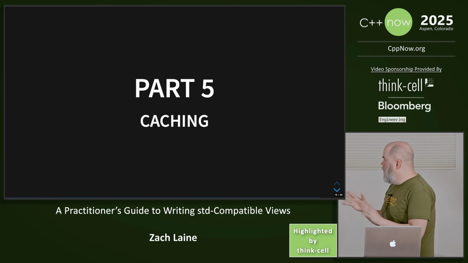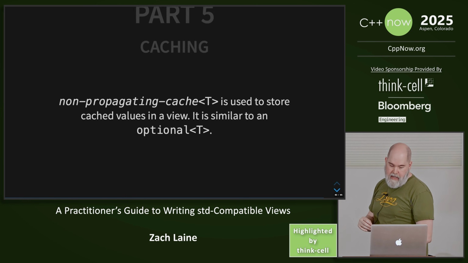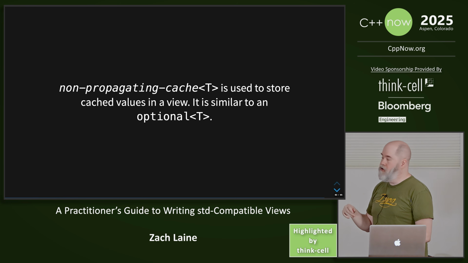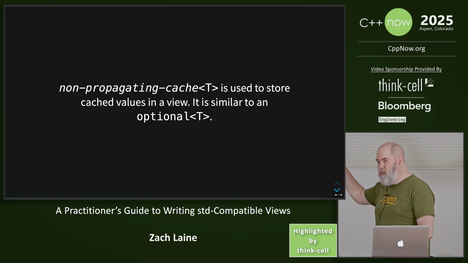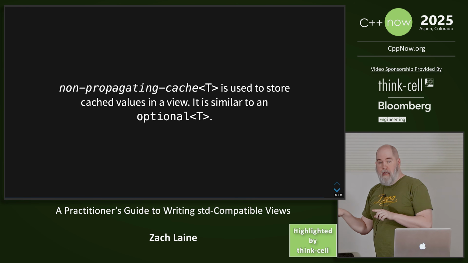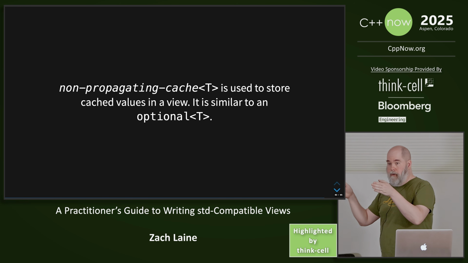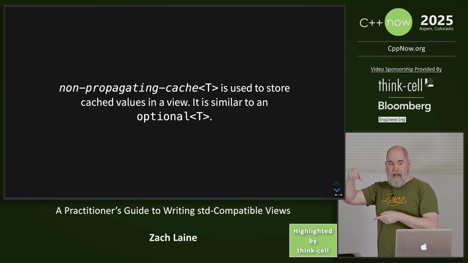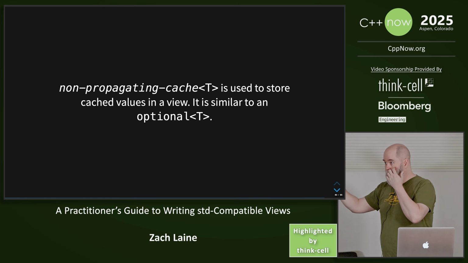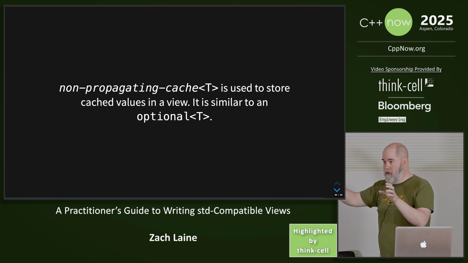All right. So one last thing I want to talk about, which is caching. If you're designing one of these views yourself, you need to make some decisions about caching. So let's talk about non-propagating cache. Non-propagating cache is, again, pretty similar to an optional, but as the name suggests, when you copy it, the guts don't get copied, right? So the cache doesn't copy. So if you have a filter view and you call begin on it, it's going to cache that begin. If you copy the filter view and you call begin on it, it's going to have to compute the same begin again and then cache that. It didn't copy the cache over when you copied it.